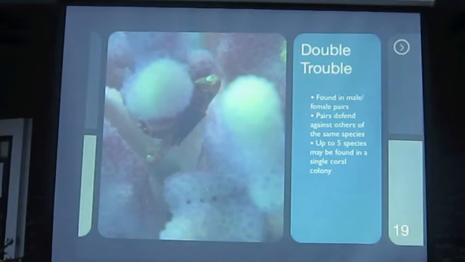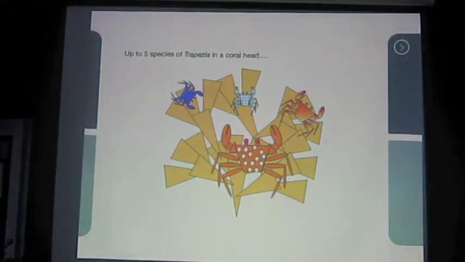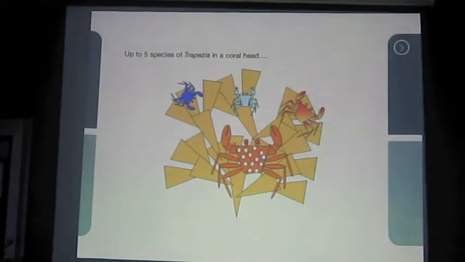They occur in pairs. They have this great habit of living as male-female pairs, and these pairs will defend their home against other members of their same species. But they will allow other species of Trapezia to join them in the coral. So you can have up to 5 species of Trapezia, of the same genus of crab, in a single coral colony. So this is important. They occur in the same place, same time. They're roughly the same shape, same size.